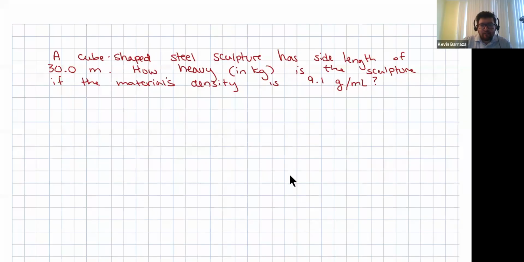Okay, so this is our problem. A cube-shaped steel sculpture has side length of 30 meters. So it's a pretty big sculpture. How heavy in kilograms is the sculpture if the material's density is 9.1 grams per milliliter? So let's remind ourselves how we do a calculation question like this, the dimensional analysis question.